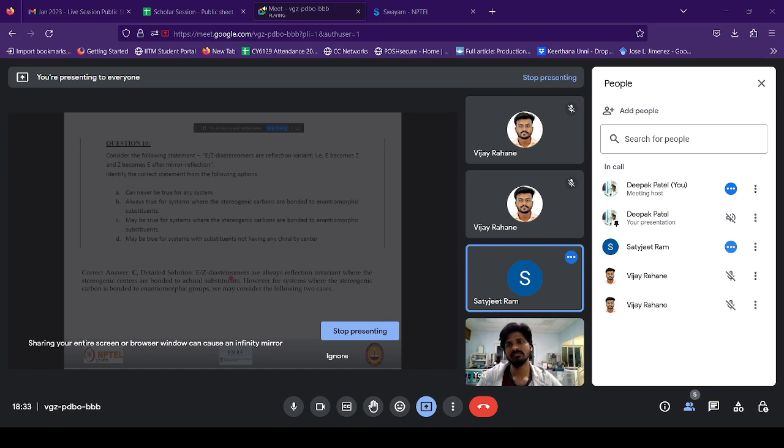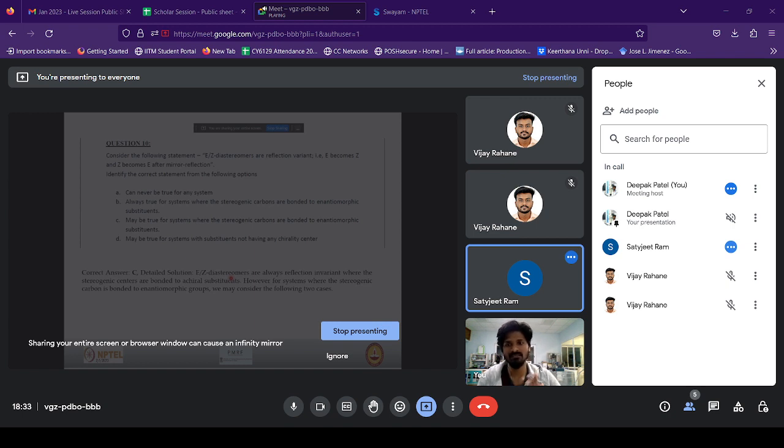Coming to the last question, consider the following statement. E and Z diastereomers are reflection variant, that is, E becomes Z and Z becomes E after mirror reflection. So identify the correct statement from the options. Option A can never be true for any system; the other is always true for the system.